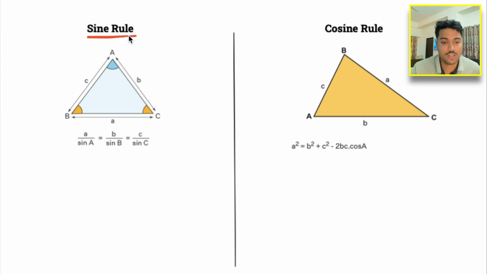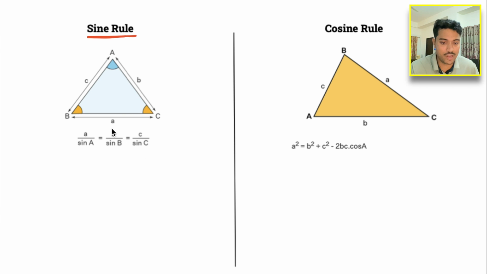What is sine rule? Both rules are also applicable to right angle triangles, but it's easier to solve problems using Pythagoras theorem and the trigonometric ratios. But when we have non-right angle triangles like this, so this is a triangle ABC, and if two sides and one angle are known to us, or two angles and one side are known to us, then we can use the sine rule.